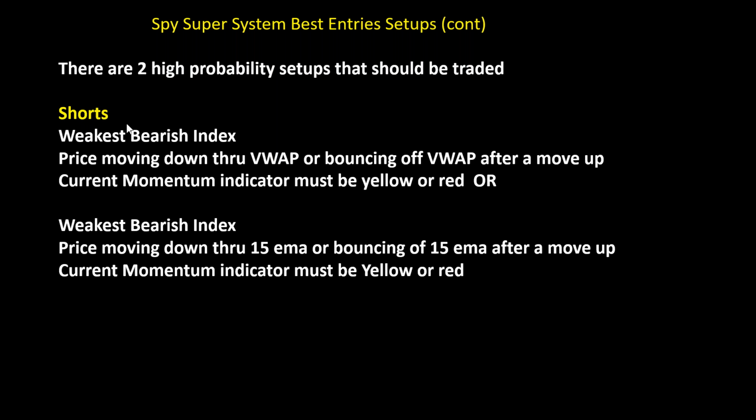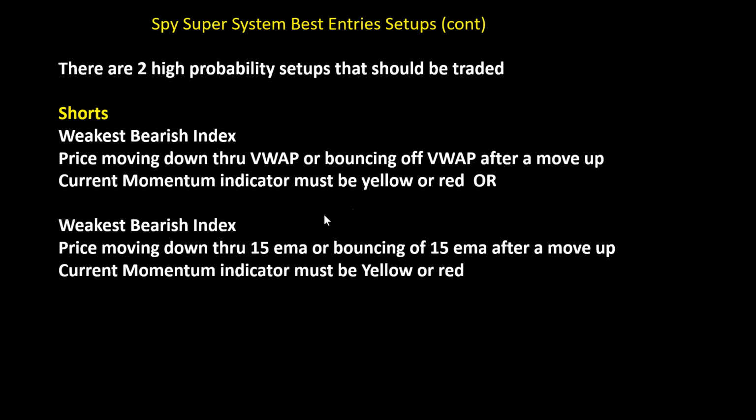The best entries for shorts are obviously going to be exactly the opposite. We're going to take the weakest bearish index, the index that is down the most for the day. We want the price moving down through the VWAP, moving from above the VWAP to below the VWAP, or bouncing off the VWAP after a move up. In other words, if the stock has gone down through the VWAP, comes up to the VWAP, and the stock is bearish, and then heads back down again, it reverses off the VWAP to the downside. You confirm that it's heading back down again. That would be your entry for a short. And the current momentum indicator must be yellow or red. Again, it could have just turned yellow or red, but that's telling us that the institutions are selling.